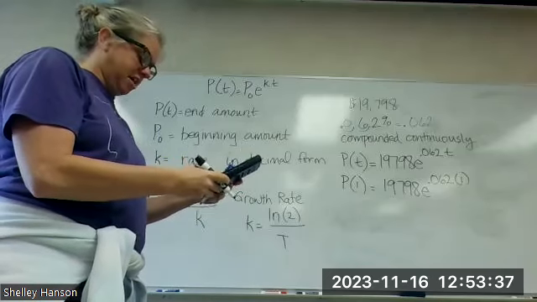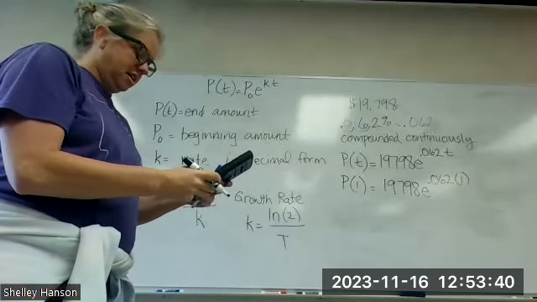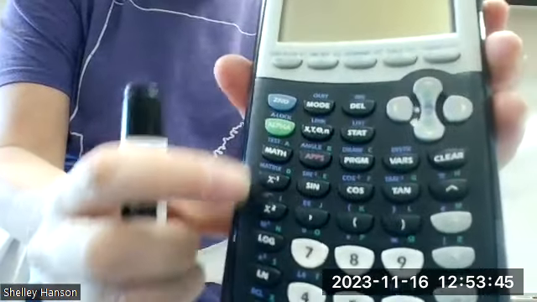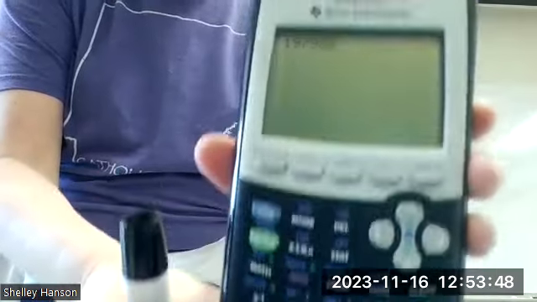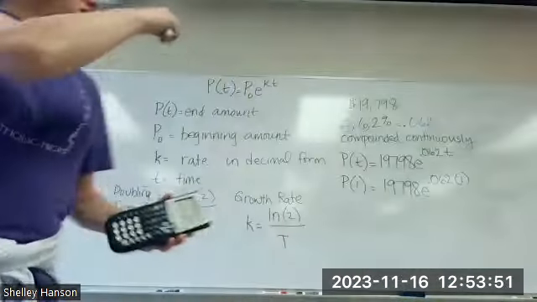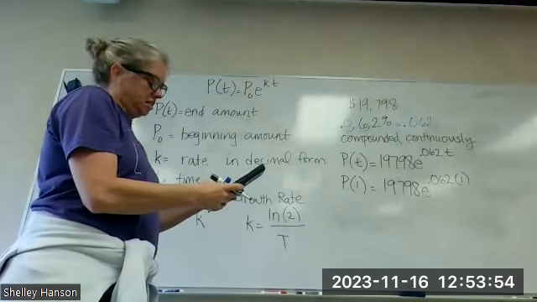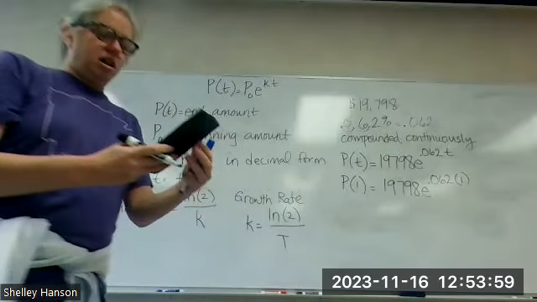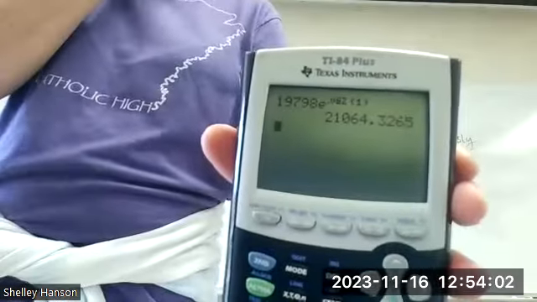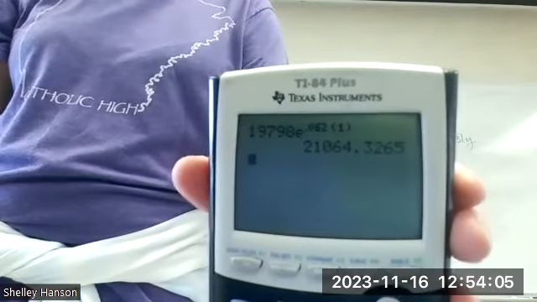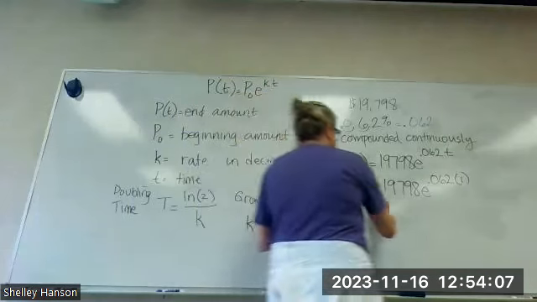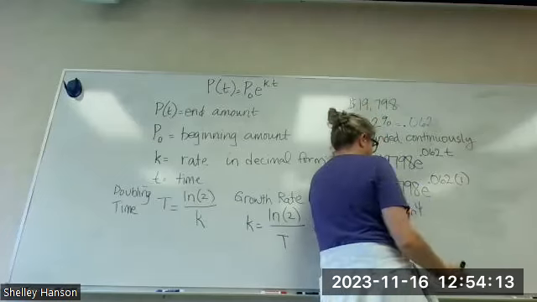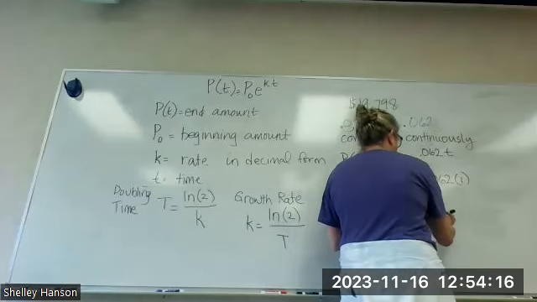So again, just putting this in my calculator now, 19,798. So remember where E is, it's the ln button, but it's blue. So second ln, and then type in your decimal or your exponent. That is a decimal. 0.062, open parentheses 1, close it, and round that to 2 decimal places. So I have 21,064.326, so 0.33.